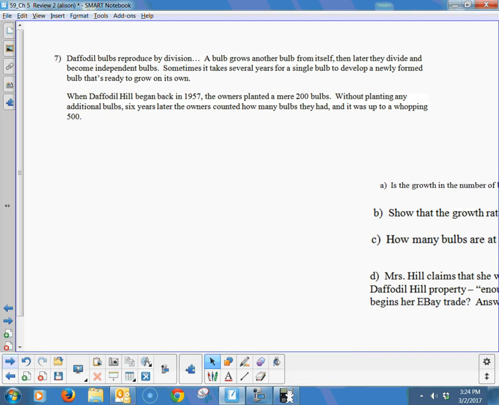So we've got daffodil bulbs. This part is true: you plant daffodil bulbs and you let them sit, and pretty soon you're going to have bulbs all over the place. And I have no idea how many years it takes for them to reproduce. But, okay. Let's see. So in 1957, there were 200 bulbs. That sounds to me an awful lot like an initial value. And 6 years later, they had 500 bulbs. I don't know how they counted them, but whatever. Those people at Daffodil Hills are pretty crazy.